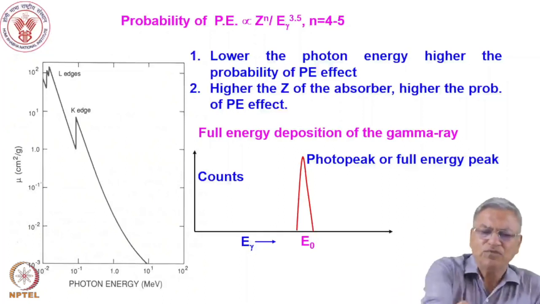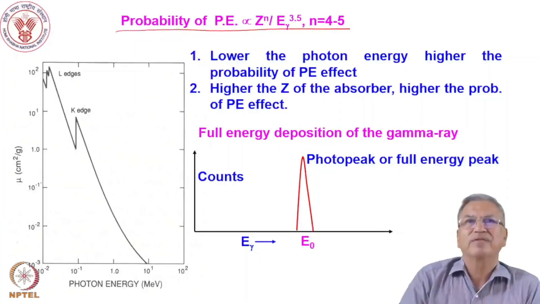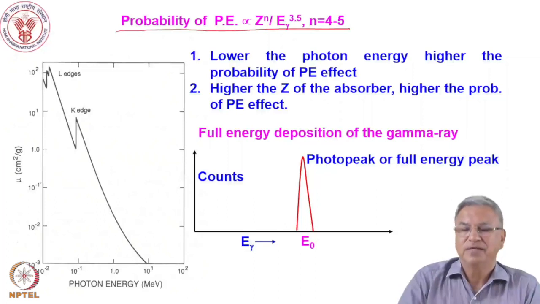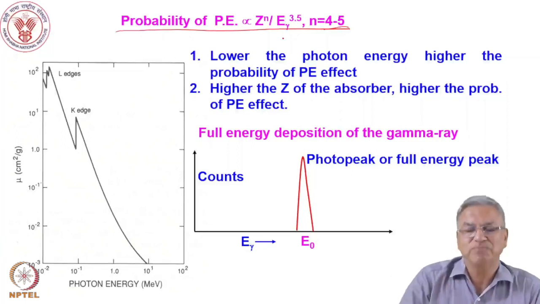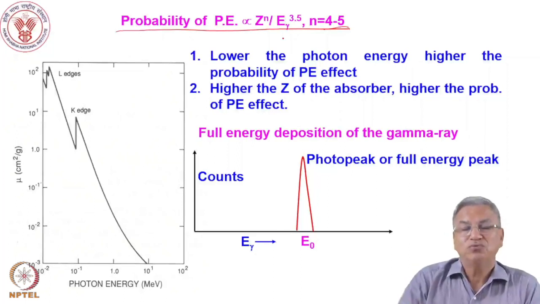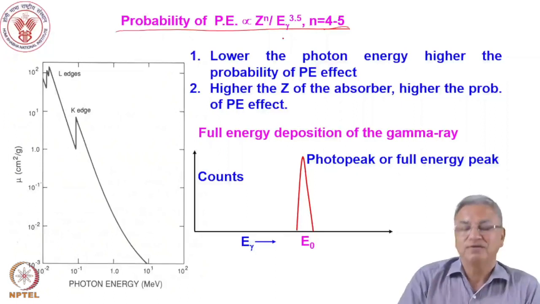The probability of the photoelectric effect depends heavily upon the Z of the absorber, Z to the power n, where Z is the absorber atomic number, and this n value is quite high, 4 to 5. Whereas it depends upon the energy of the gamma ray in an inverse way, E to the power 3.5. These dependencies come from electromagnetic theory, so we will not go into details of how this relationship was arrived at. But the point to note is that the probability of the photoelectric effect is very dependent upon the Z. Higher the Z, higher the cross section for the photoelectric effect, and lower the energy, higher the probability.